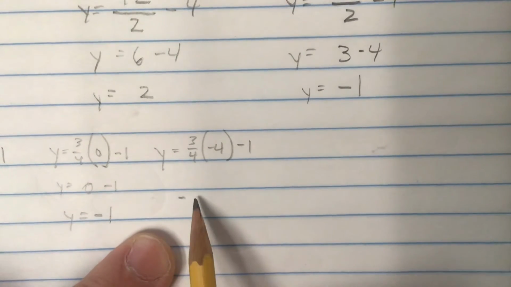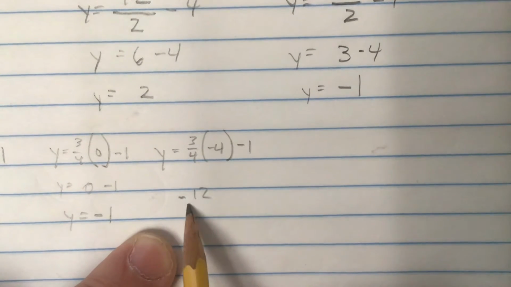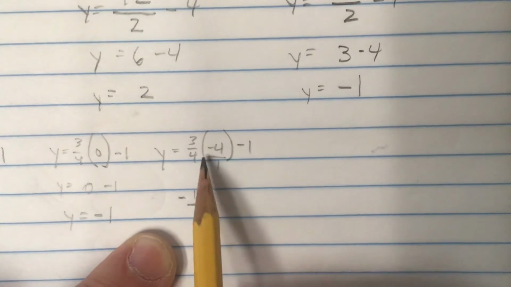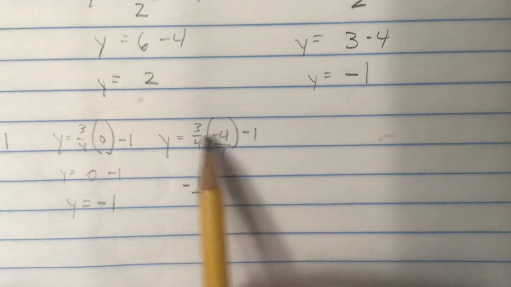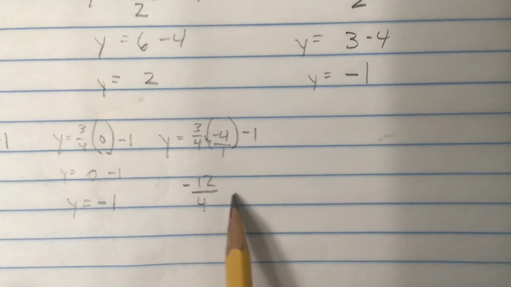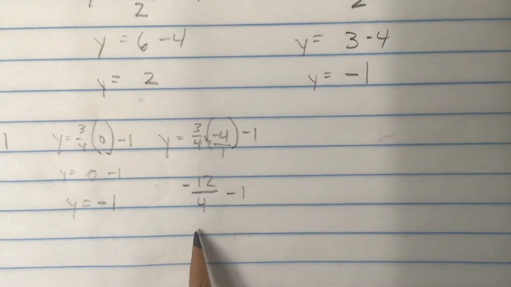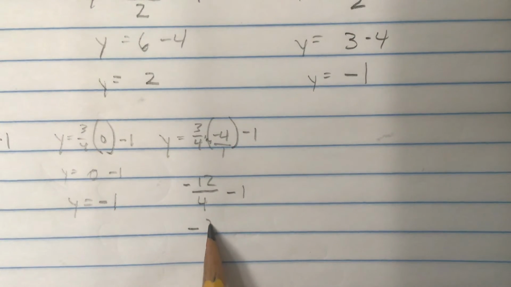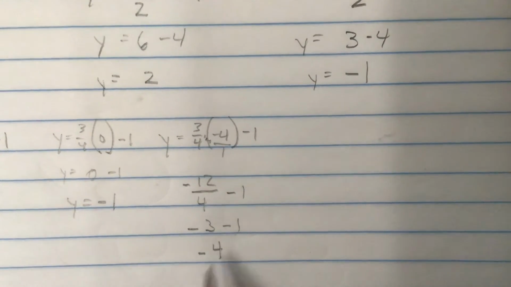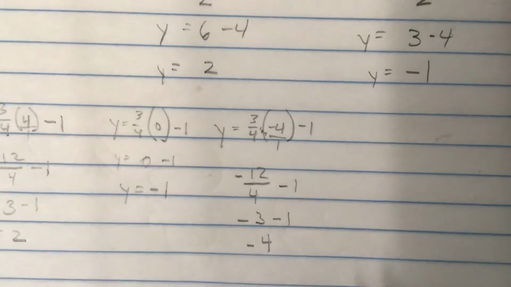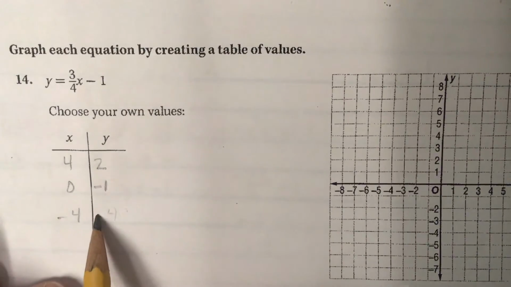It's going to be negative 12. And again, just using the multiplication rules of fractions, we're going to multiply those. So that's going to be negative 12 over 4 minus 1. 4 goes into there. Negative 3 times minus 1. And that gives me negative 4. So the answer to that would be negative 4. When we get to here, guess what the answer is? Negative 4. So we've worked it out. We put it on the chart.